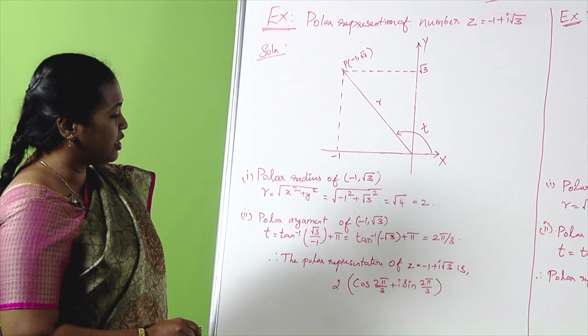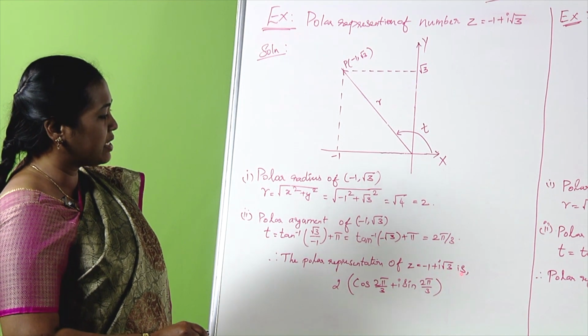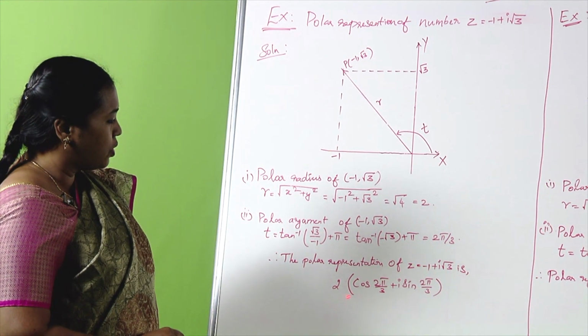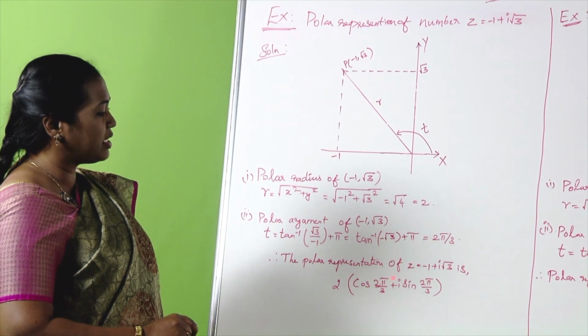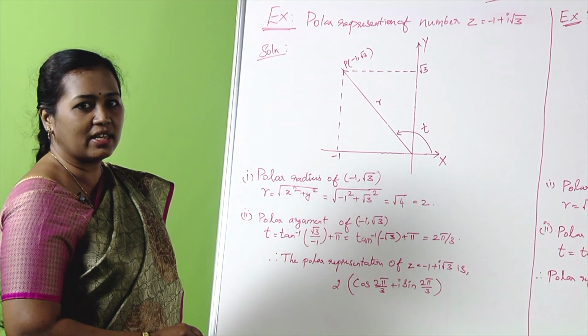So, the polar representation of z = -1 + i root 3 is 2 cos 2 pi by 3, so cos theta + i sin theta, that format.